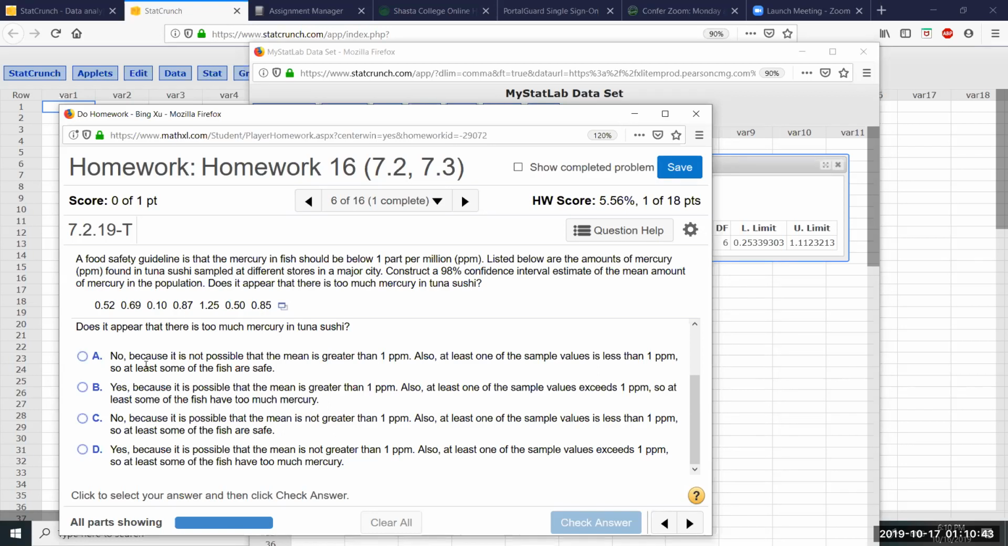So let's see. No, because it's not possible that the mean is greater than 1. Yes, because it is possible. No, because it is possible, but it is not greater than. Also, at least one of the sample exists, so at least some of the fish. I think I will go with this: Yes, it's too much because it is possible that the mean is greater than 1. Also, at least one of the sample exists this much. So at least one of them. Okay, I'll pick this one.